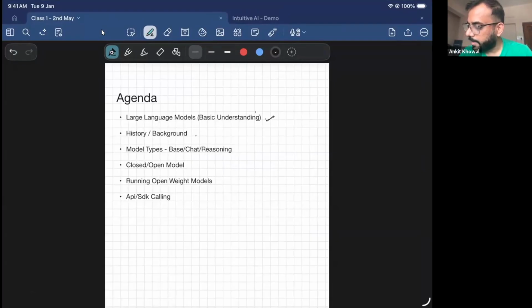What is the history or the background? I want to give you some context around how large language models came up, and what was there before them.